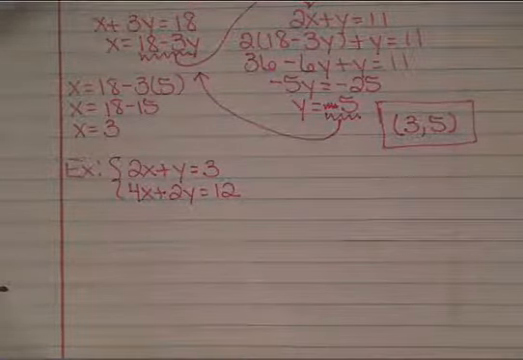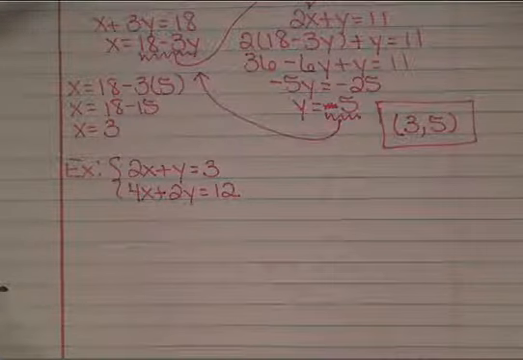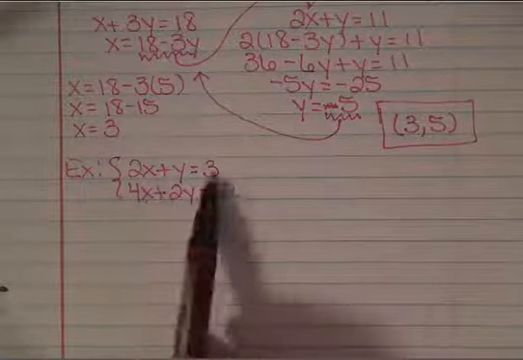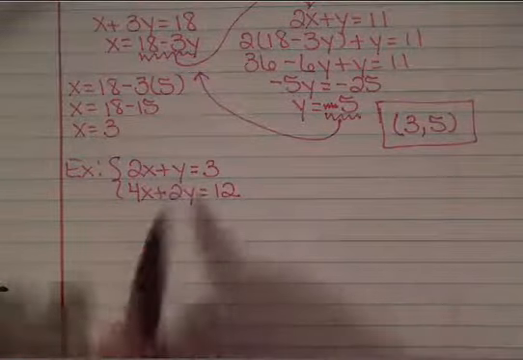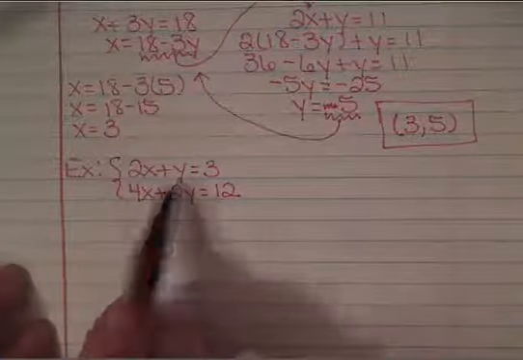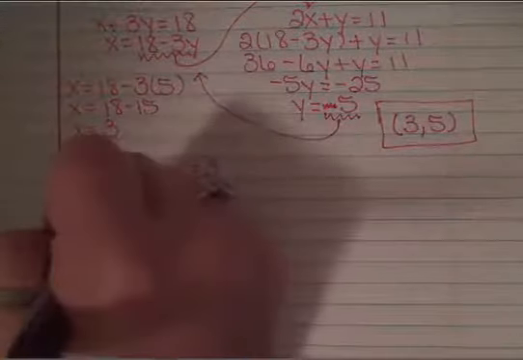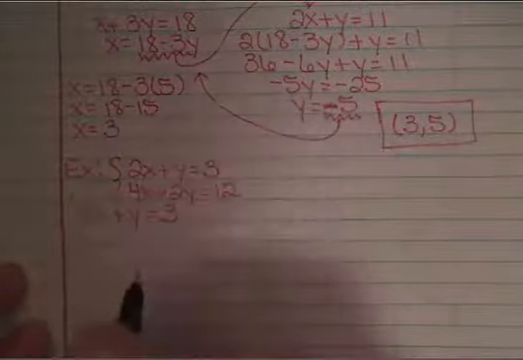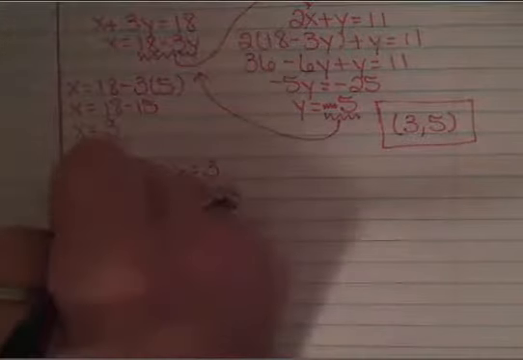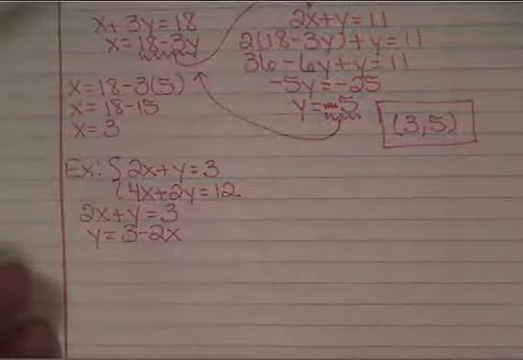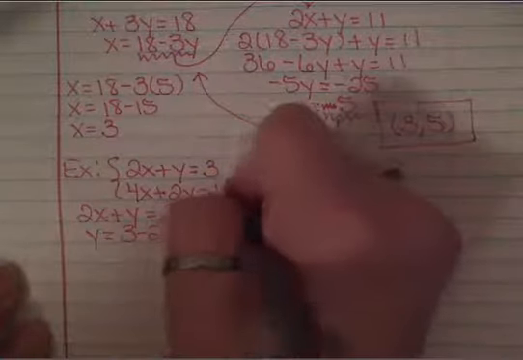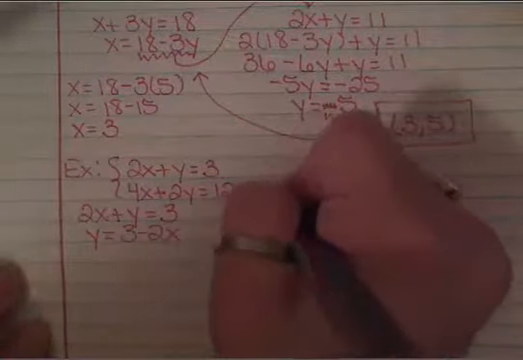So I need to solve for one of my equations. If I look at my equations, I'm still going to just go with the top one. And it looks like my y is pretty much by itself, so I'm going to solve for that one. I have 2x plus y equals 3. I just need to get the y by itself. So that'll give me y equals 3 minus 2x. Now I have to take this and plug it into my second equation. My second equation is the 4x plus 2y equals 12.